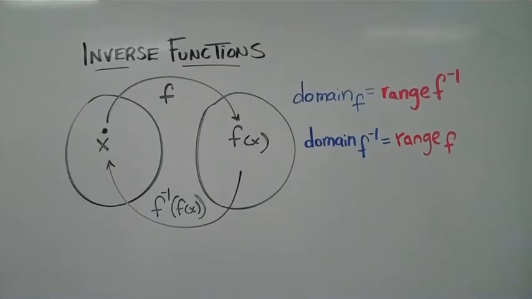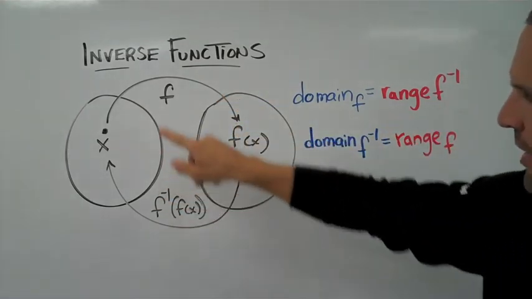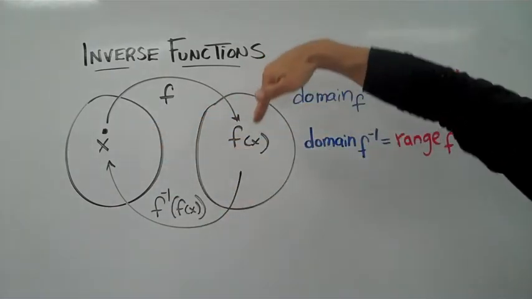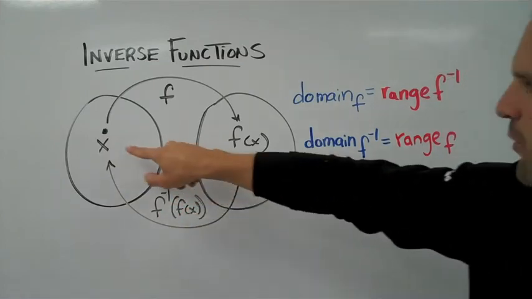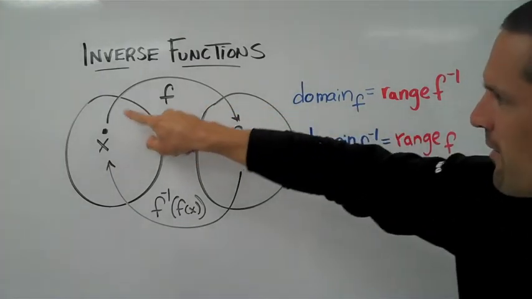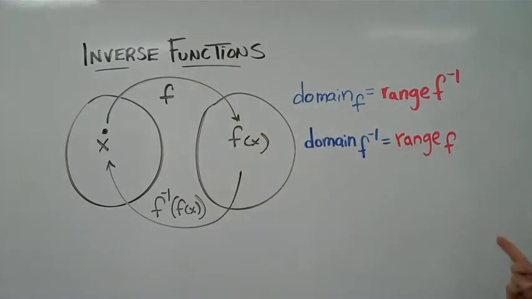An important concept with inverse functions is that the domain of f, the inputs for f, are the same as the range for its inverse. So I'm inputting x's here. Here's my domain for the f. And when I come back, the output from my inverse is going to give me whatever my domain for f was. And my range for f, here's my range for f, those act as the inputs for the inverse function. So the important concept is the domain of f is the same as the range of its inverse, and the range of f is the same as the domain of its inverse.